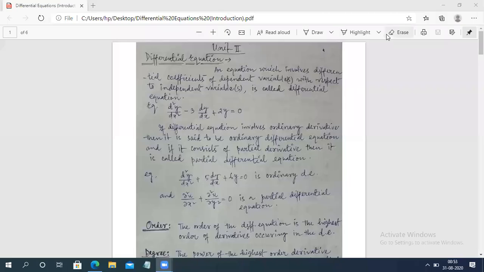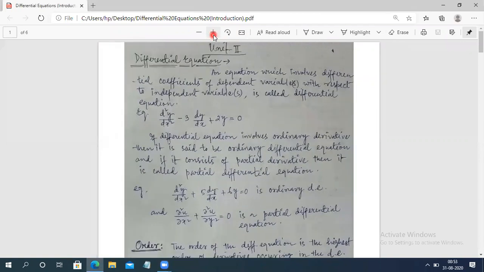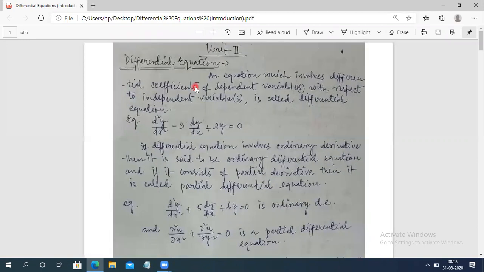Hello students, today I am going to start our second unit, which is about differential equations. Now let us see what a differential equation is. An equation containing dependent variables, independent variables and the differential coefficient of dependent variables with respect to independent variables is called a differential equation. That means any equation which contains the differential coefficient or derivative of a dependent variable with respect to one or more independent variables is called a differential equation.